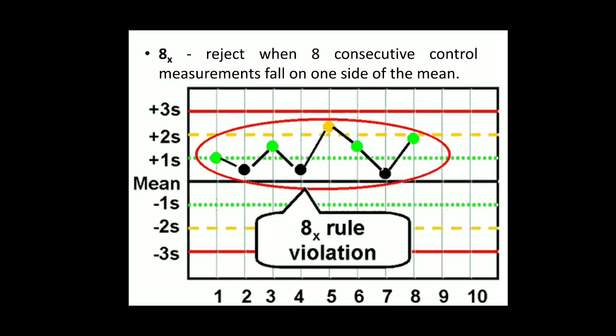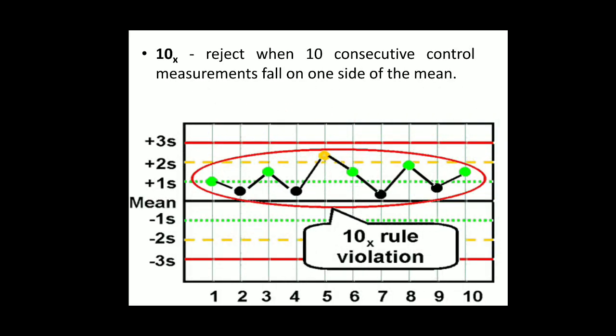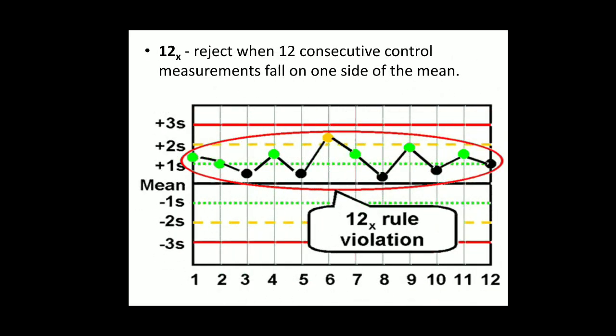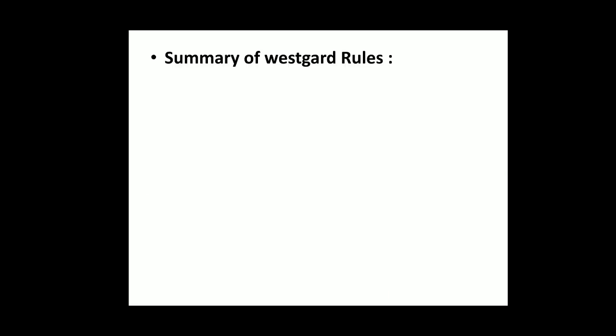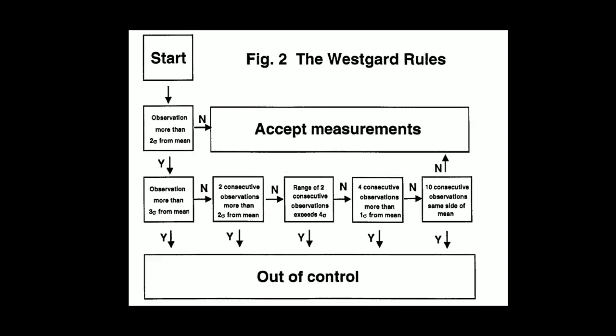Then the 8x rule is there. 8x also is a rejection rule. Similarly, like 10x, 8x is there. Then 12x, again 12 consecutive days on the same side of the mean, we have to reject. So, a summary to tell you.